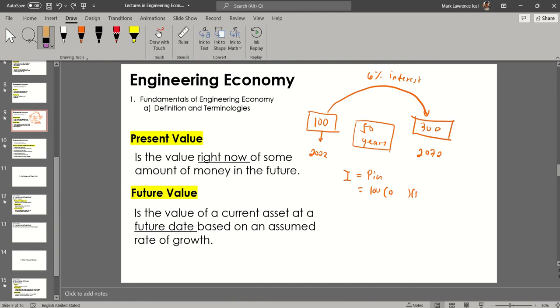So, imagine nyo, for 50 years, that 100 pesos that you put in, since hindi siya compounded, that will become 300 pesos in 2072. Okay. So, now, this is the secret kung bakit yung mga mayayaman na yan, they know this. They know how money works.